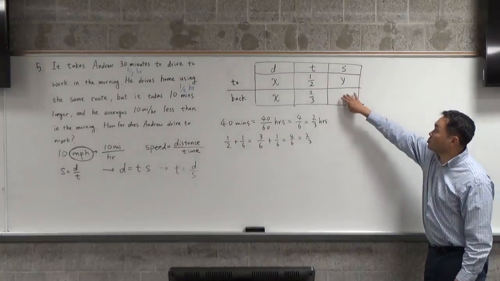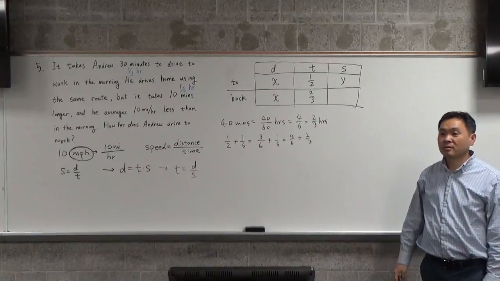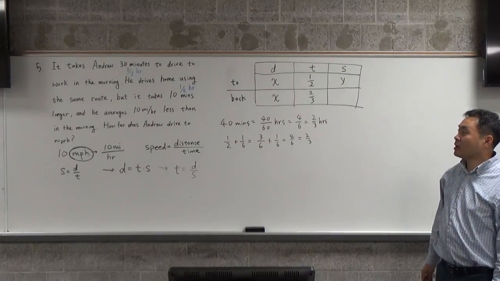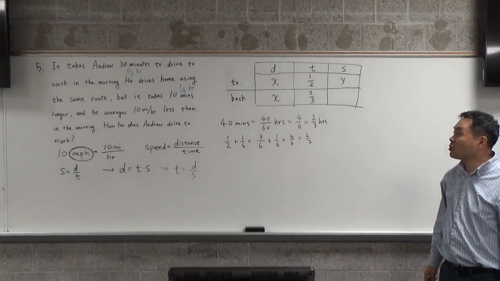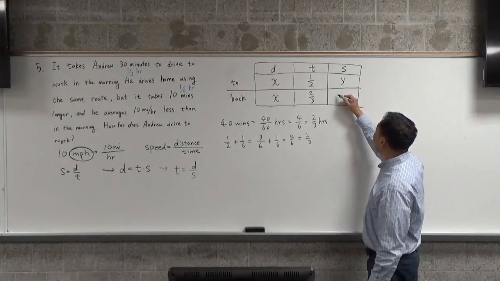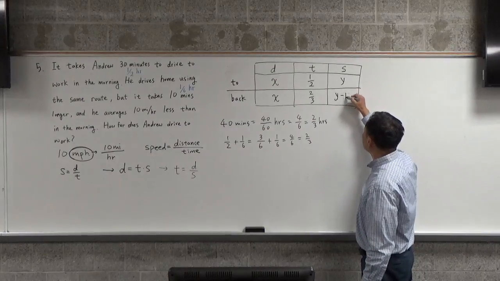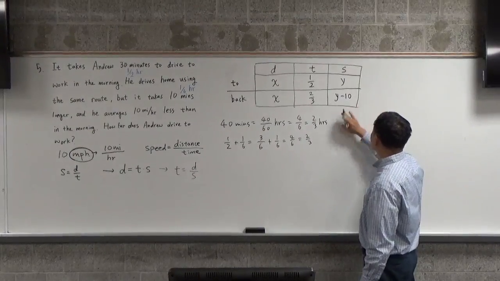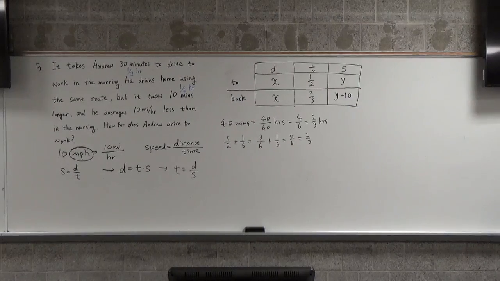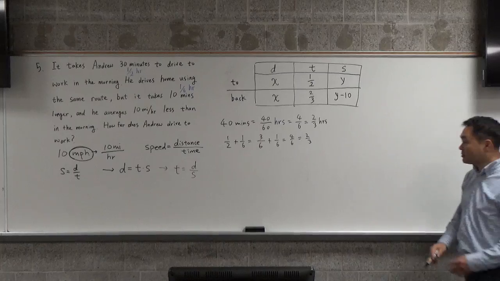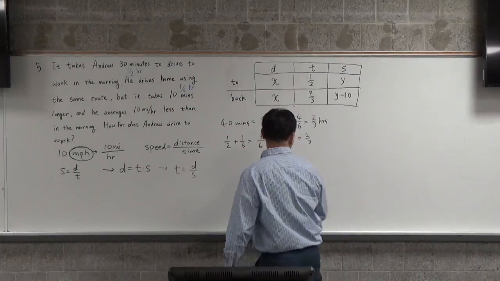Okay, now what about this one? Y plus? Or Y minus. Y minus 10, right? It's slower. So the speed is slower by 10 miles per hour. So we write it like that. Okay, so we built a table. We don't have more than 2 unknowns. So that's great. We can solve this. So let's actually solve it.